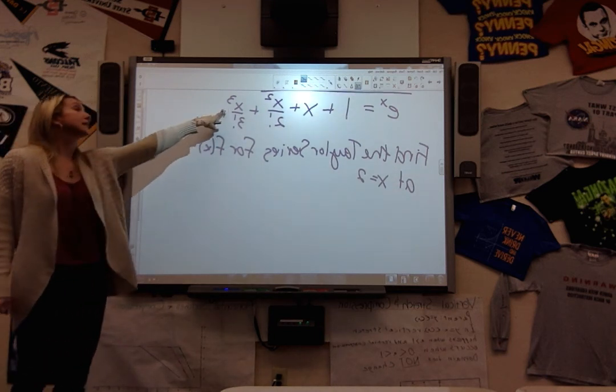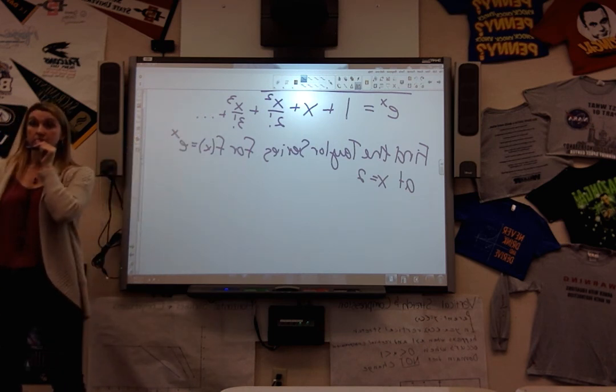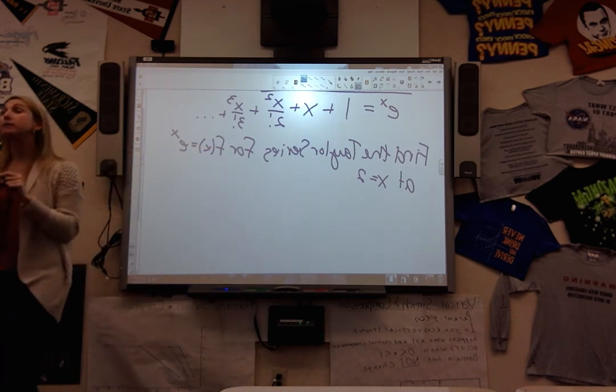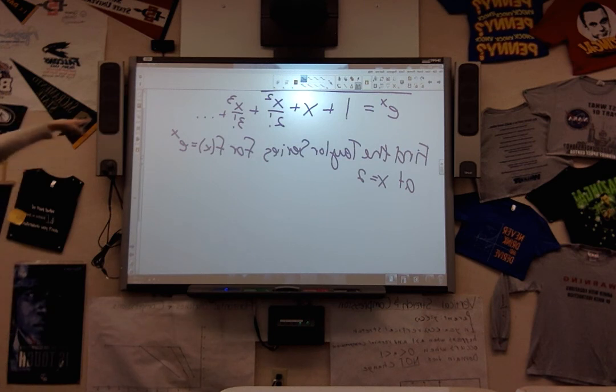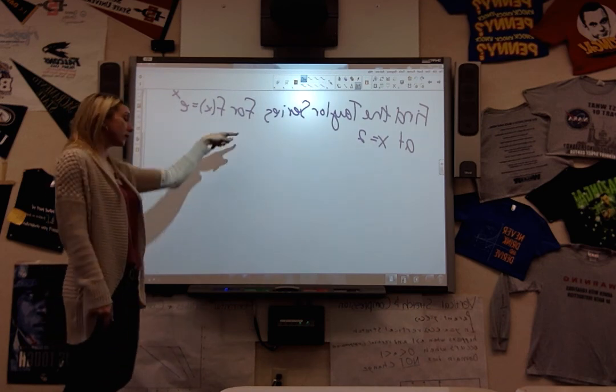Why can I not take this and modify? Because it's not centered at 0. Once you do this, I'm going to ask you to do it for e to the 2x centered at x equals 2. If it's not at 0, you can't modify; you have to generate your series.